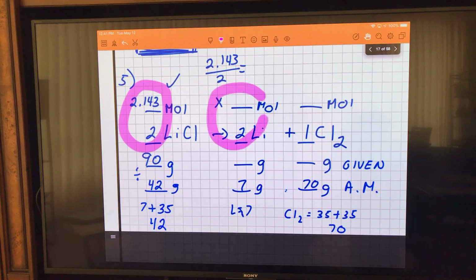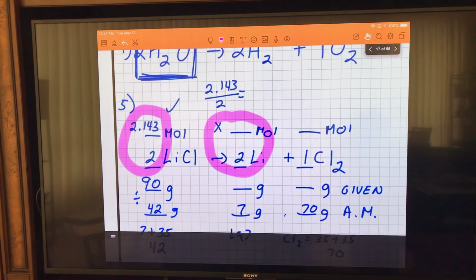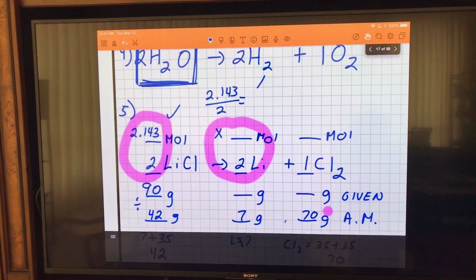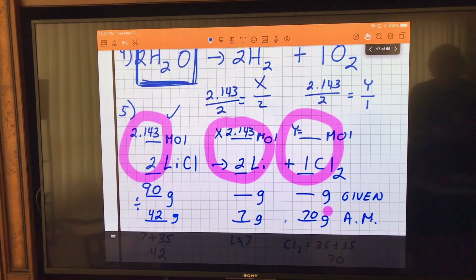No, we're doing the same thing, right? Equals x over 2. And so that one is 2.143. And we'll do that one more time. I'll use y over here this time. 2.143 over 2 equals y over 1, right? And if you do that little cross multiplication, you're going to find it is 1.07.